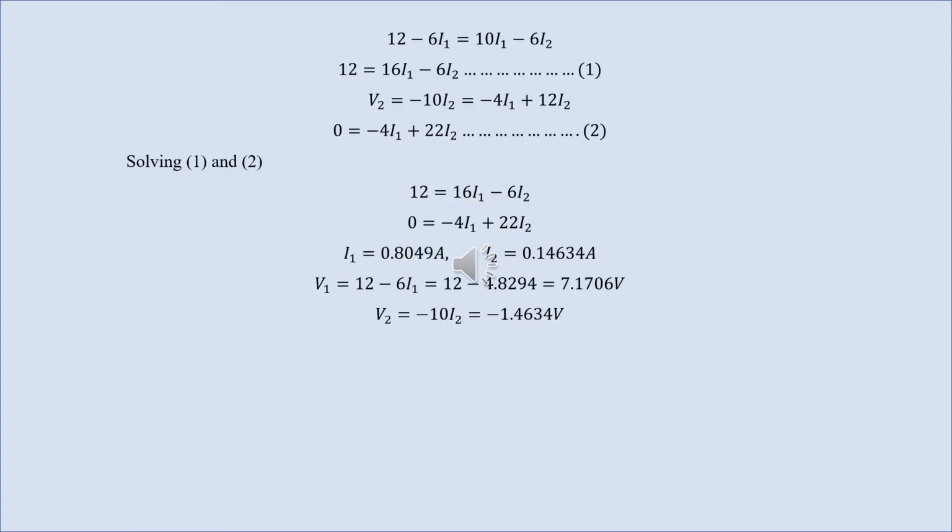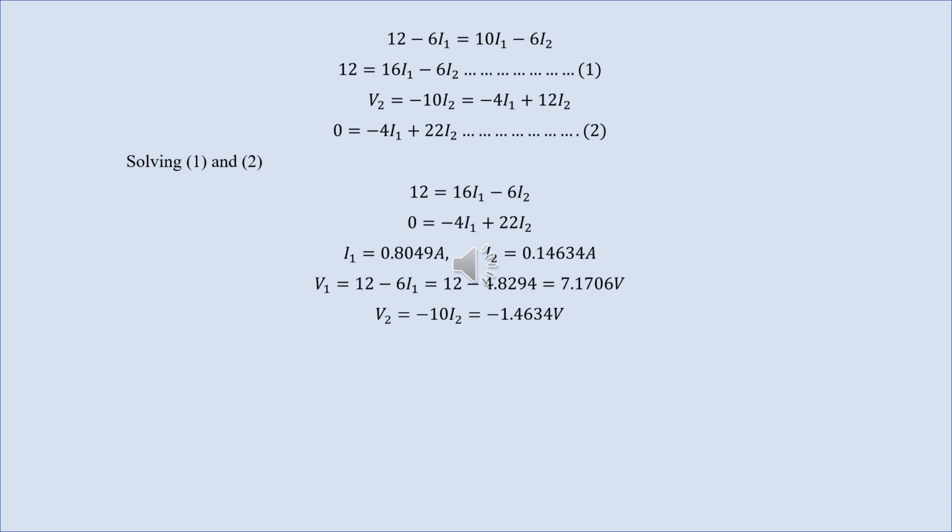Putting the values of our Z11, Z12, Z22, and Z21 into the impedance equation, and our V1 and V2 into that equation, we'll have two different equations, equation 1 and 2. If we solve these either by substitution or by simultaneous equations, we'll get our I1 to be 0.8049 amps, and our I2 to be 0.14634 amps.